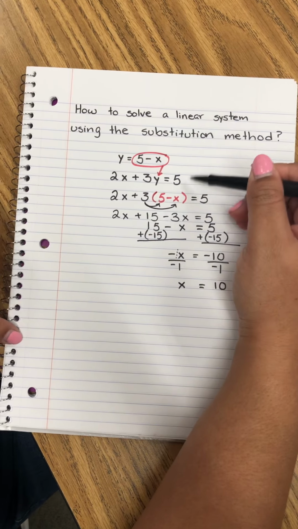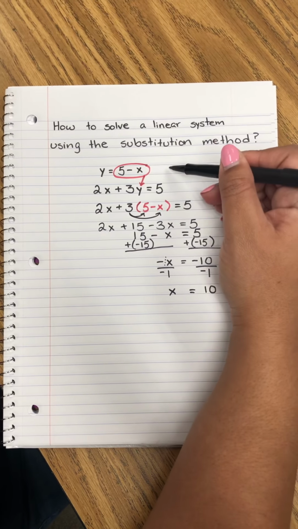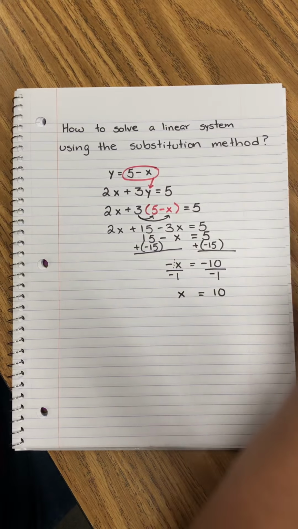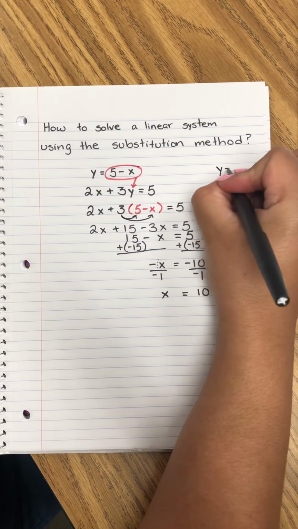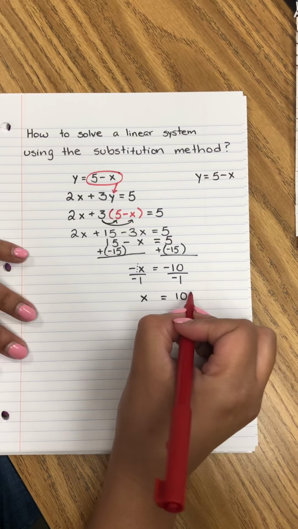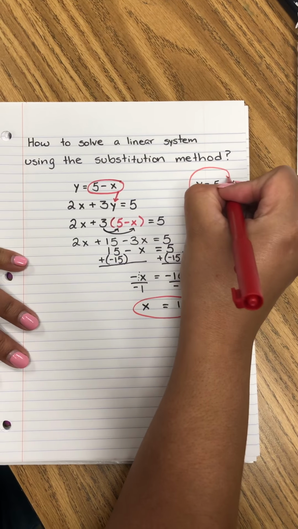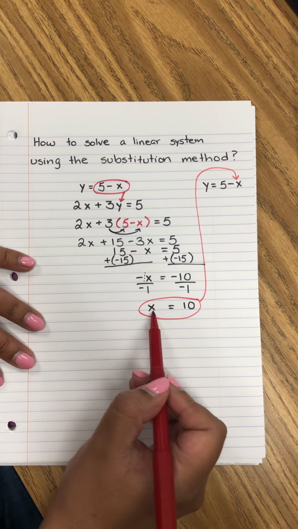Which of the two equations looks easiest to you or me? In this case, it would be the first one, because it already says y equals. So I'm going to copy that equation here to the side. I'm going to take my value of x, and I'm going to substitute for x. How do I know? Because it says x equals.